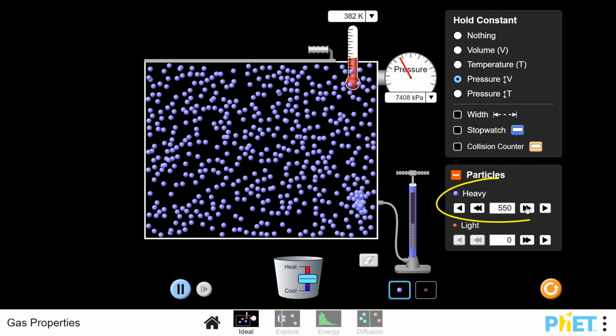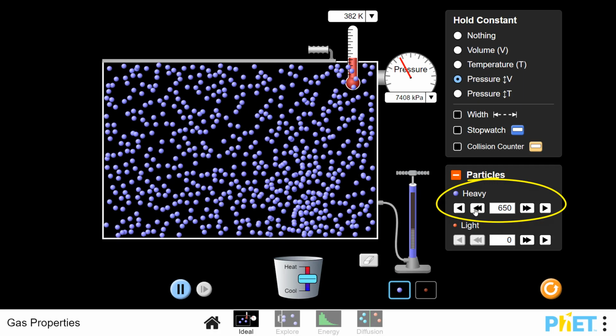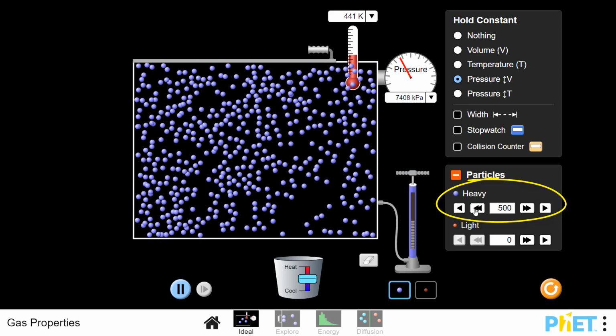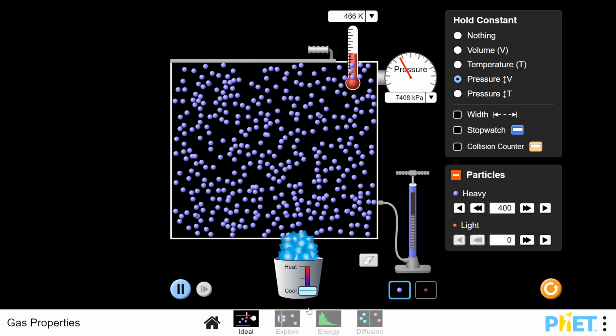If I add material, some variables may change, but not pressure. Same if I remove material. Other things change, but pressure remains constant. Any attempt to change the pressure is defeated because, again, this is an adjustable container.